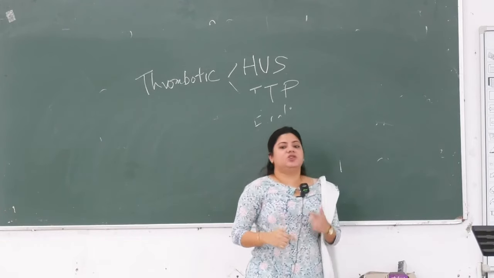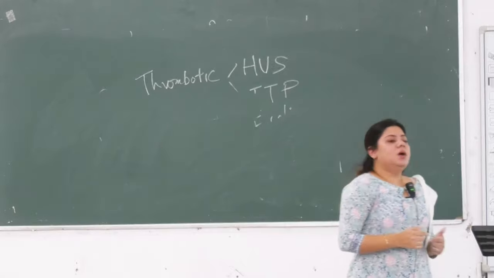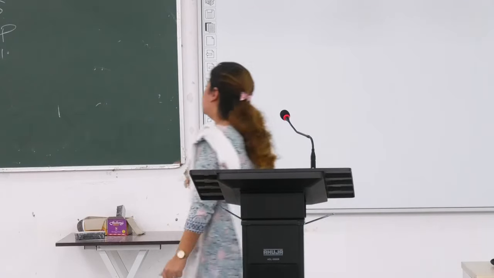Apart from this, HUS can also arise because of other vascular disorders like SLE, malignant hypertension, APLA syndrome, and there is another peculiar disease. In the postpartum period, there can be renal failure. What happens is the mother delivers the baby normally, but after that, suddenly the mother presents with hematuria and acute renal failure. Okay? These are the other causes.